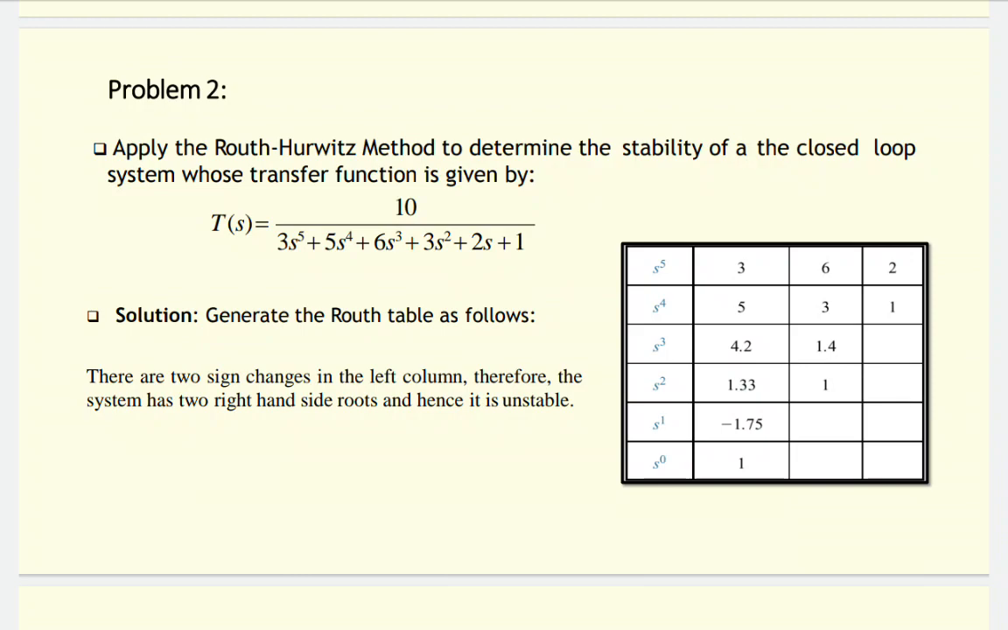You can verify the same. S to the power 2 row contains 1.33 and 1 respectively. S to the power 1 contains minus 1.75. S to the power 0 contains 1.